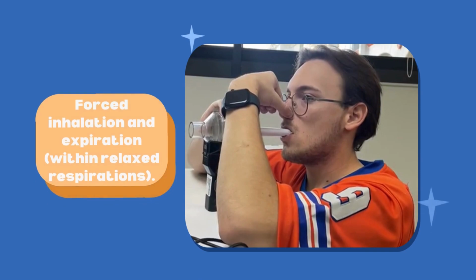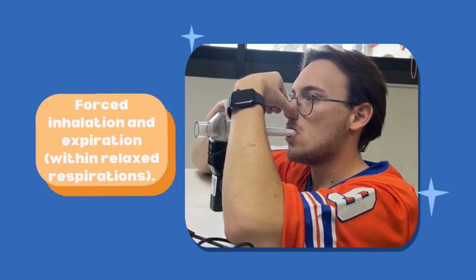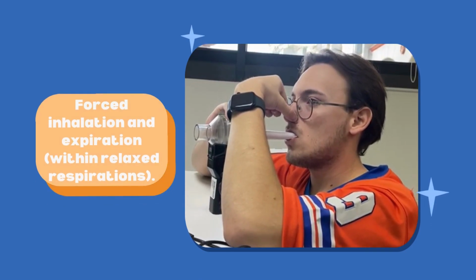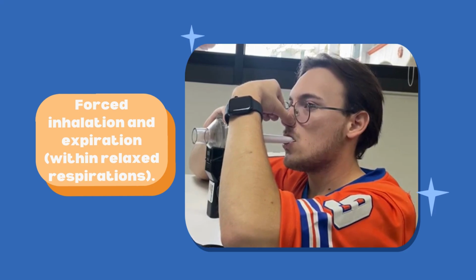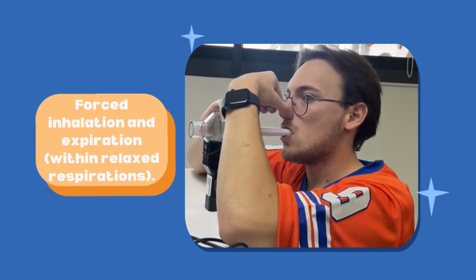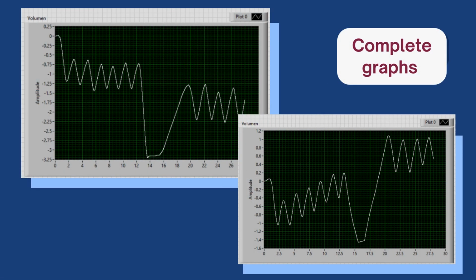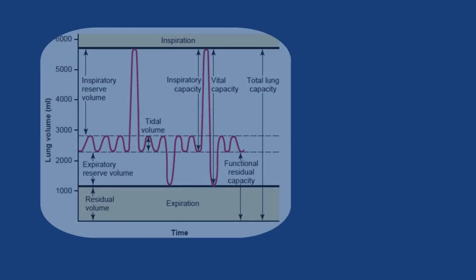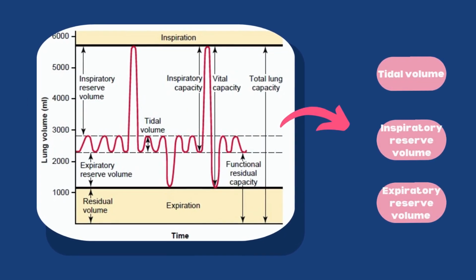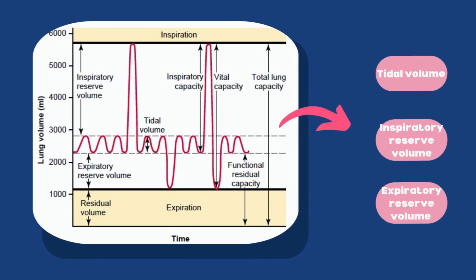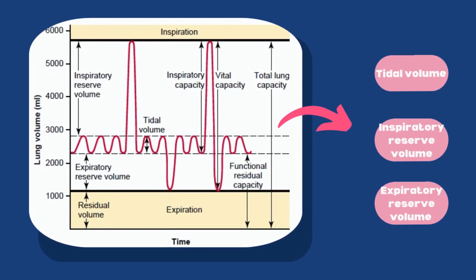Next video shows samples of forced inhalation and exhalation. This technique is done to measure the inspiration and expiration capacities. Then, the complete graphs obtained by these techniques are shown. In this, you can observe the drastic falls and rises in the signal. These are the expirations and inspirations respectively. Using these graphs, it is possible to find the tidal volume and the inspiratory and expiratory reserve volumes, as shown in the image.